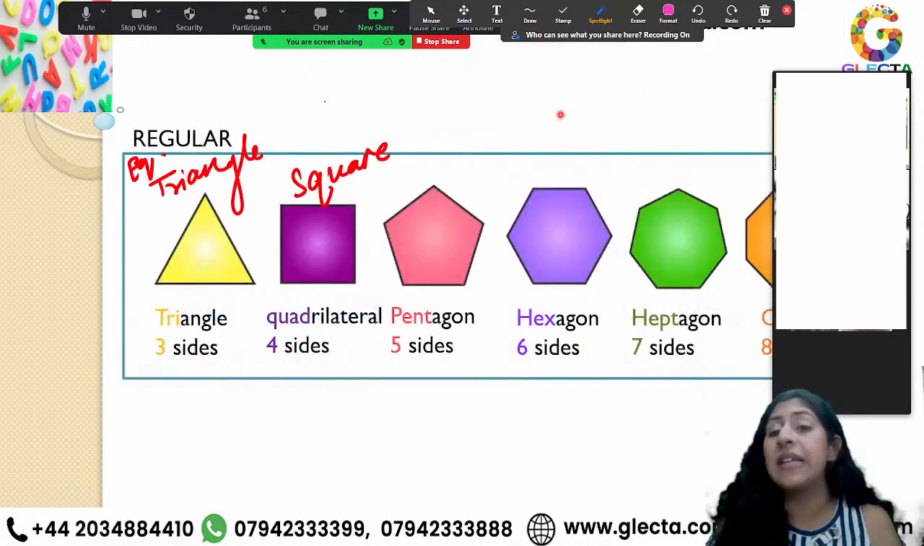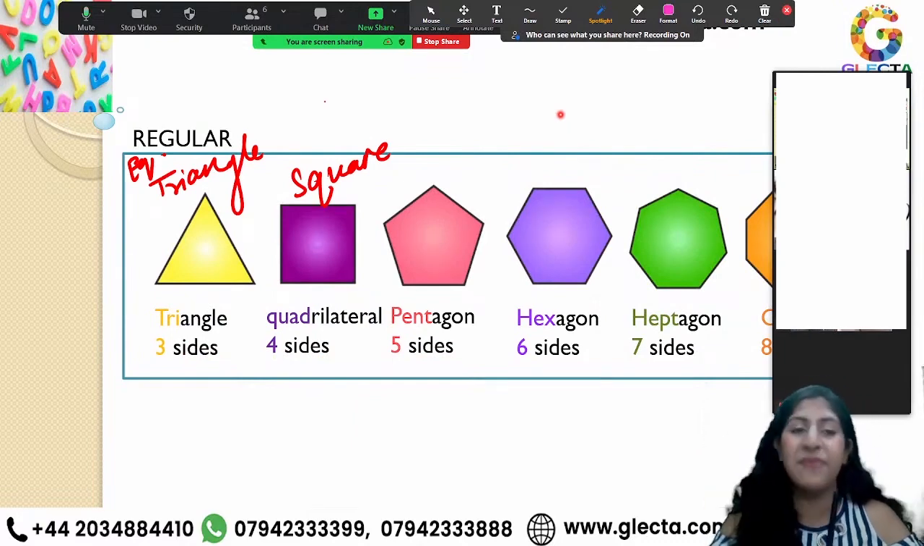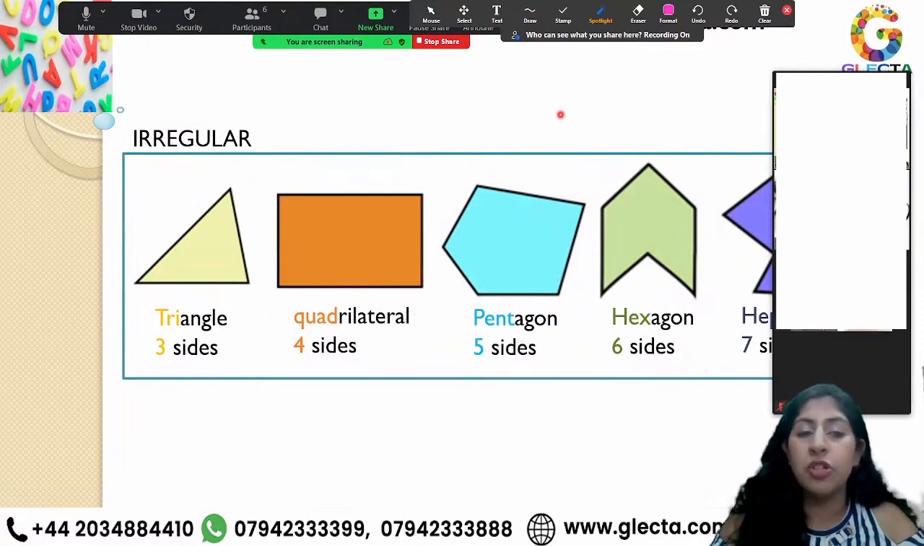With seven sides, that's a heptagon. So you see the sides on the screen, right? You have to remember these. All right. Now moving on to the next one.